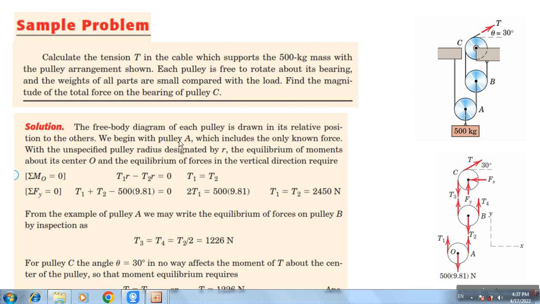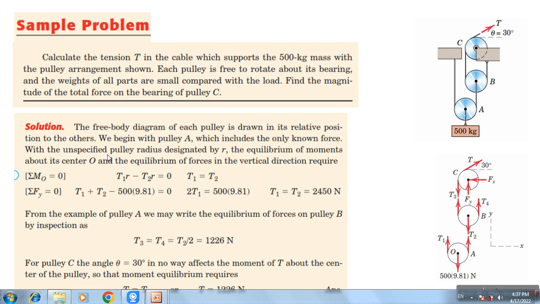Now we begin with the pulley A. Let's start with the pulley A, which includes only a known force. Why do I start with pulley A? Because it includes the only known force. For this whole figure I have just the force of the mass here.